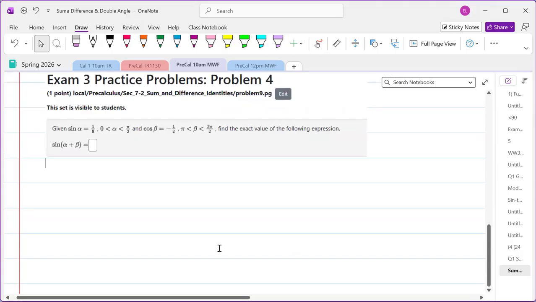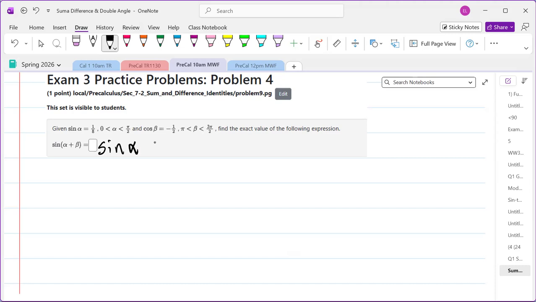All right, so our setup here, we're given information about two different angles. And then we're asked to find the sine of alpha plus beta. So we need to know the formula for sine of alpha plus beta, and that's going to be on the formula sheet on the front of the test. So just write that down. And that is sine alpha cosine beta plus cosine alpha sine beta.